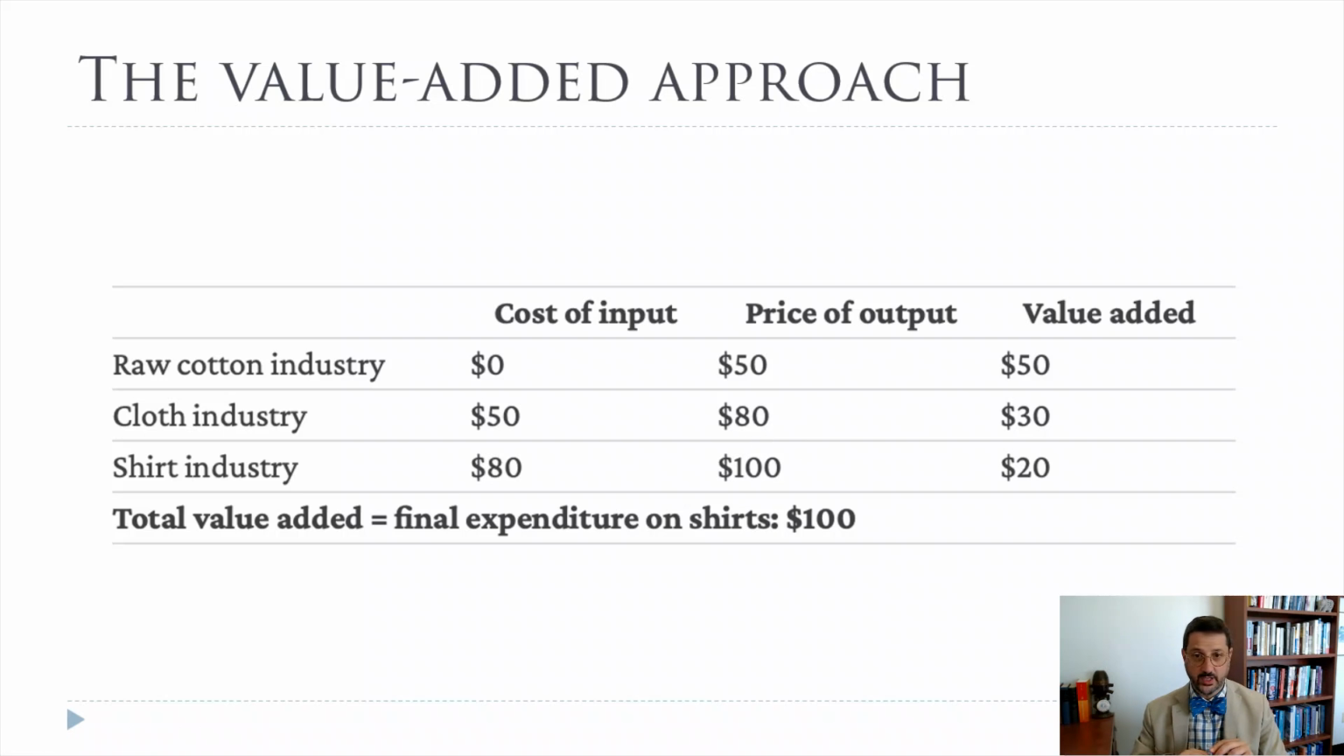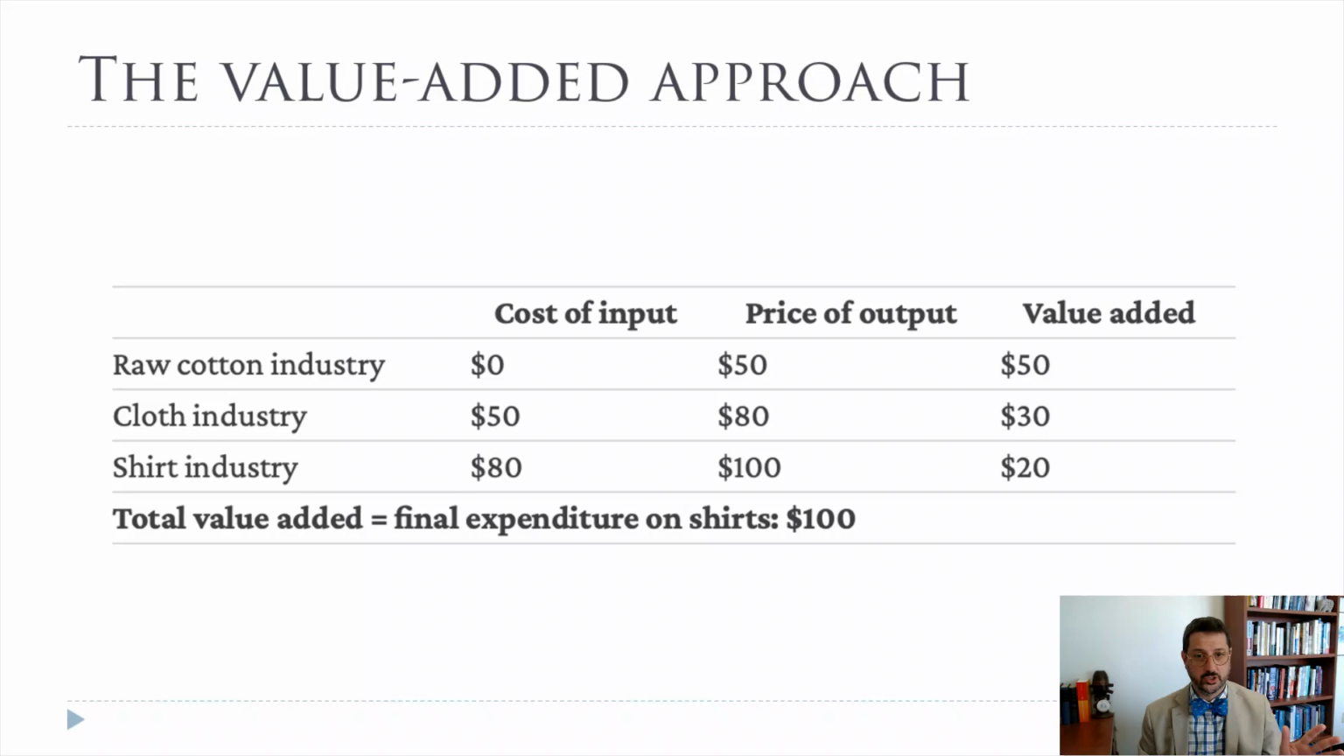And so for GDP, we could just look at all of the final sales of all the goods and services, add them up, and that would give us our GDP. Or we can look at the value added for each firm. And so here it would be $50 for the cotton industry, $30 for the cloth industry, and $20 for the shirt industry. 50 plus 30 plus 20 is also 100, right? And theoretically, that will always be the same. Of course, when you're adding up a $30 trillion economy, you're going to get slightly different numbers when you add up different ways to do it, but they're pretty close, right?